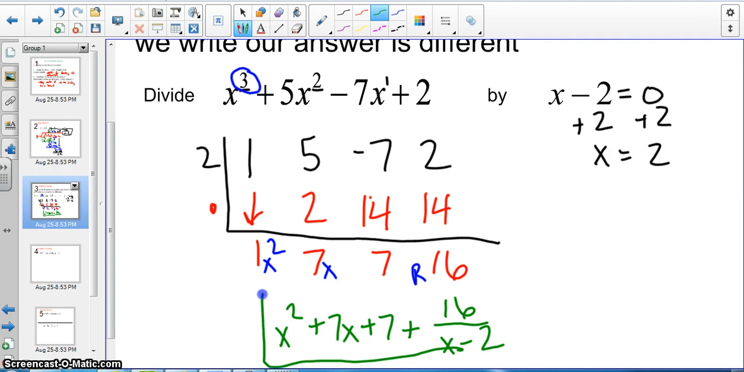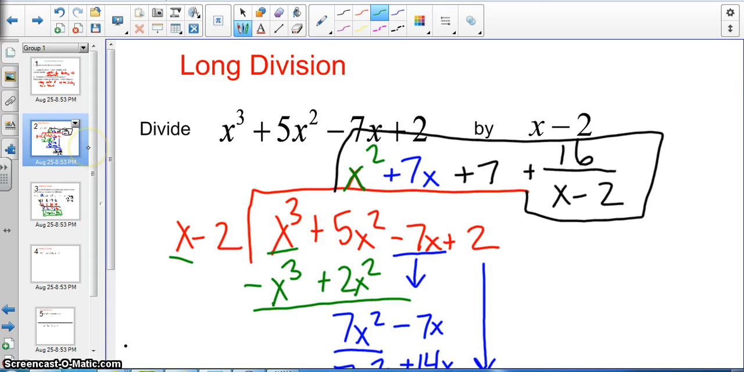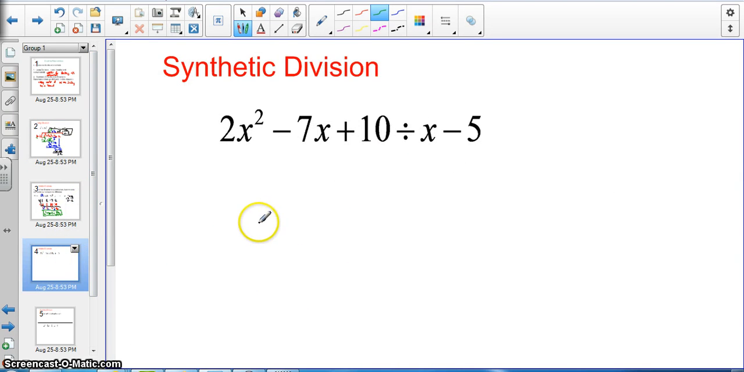So now if we compare that to the last problem that we did with long division, x squared plus 7x plus 7 plus 16 over x minus 2. Let's look at our answer. x squared plus 7x plus 7 plus 16 over x minus 2. Same exact thing. But like I said, it only works for binomials, when we're dividing by a binomial.